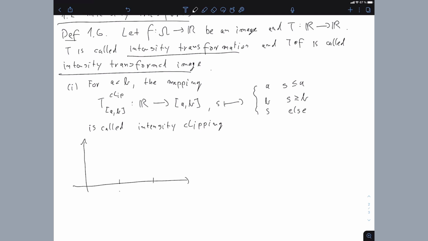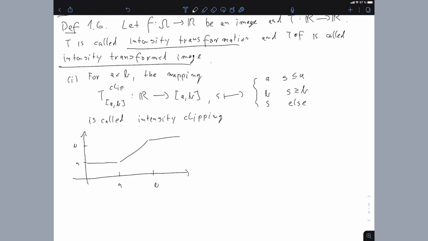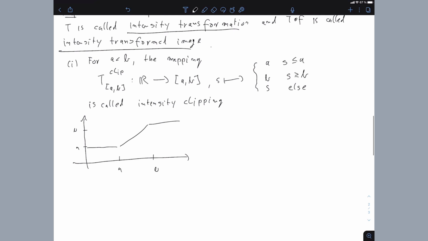So it's a very simple profile. Yeah, it just is clipping the value range. So usually this is somewhat more specialized to a normalization.